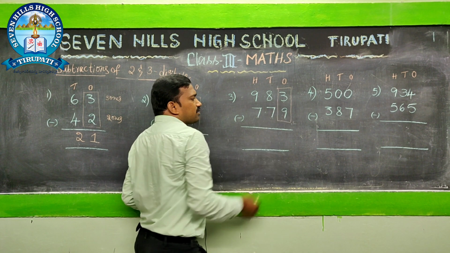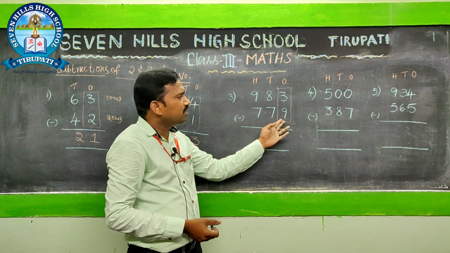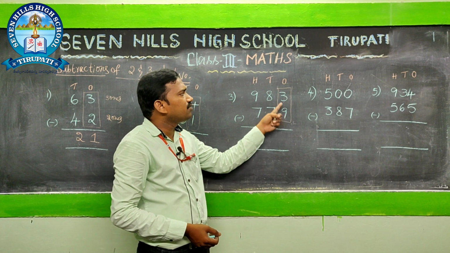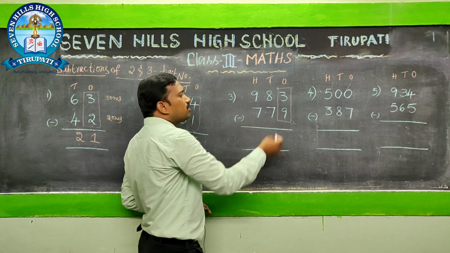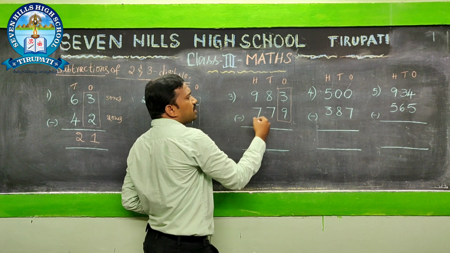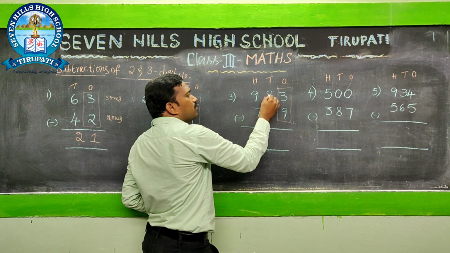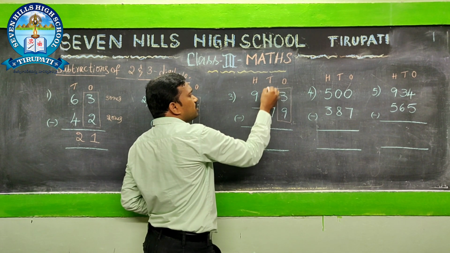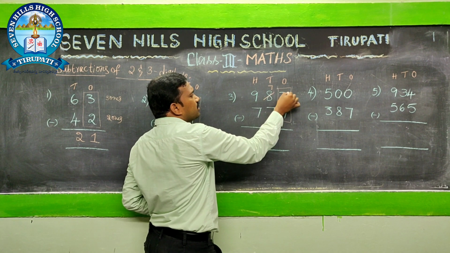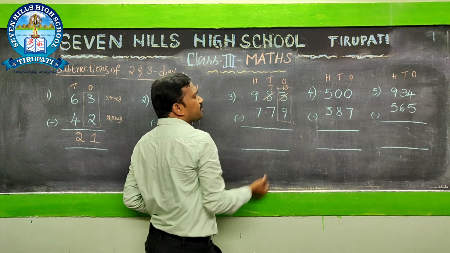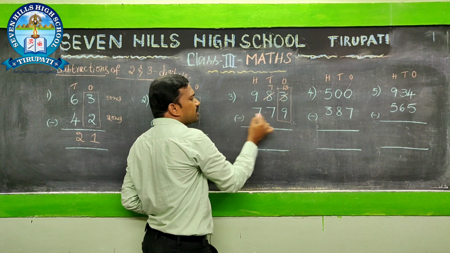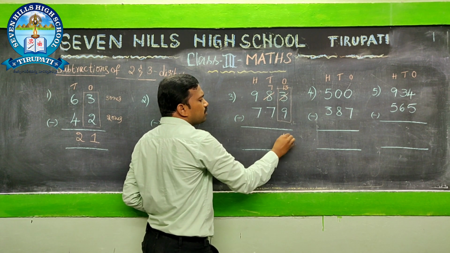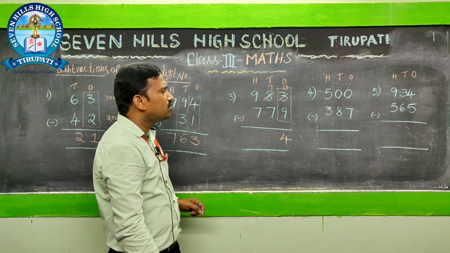3 minus 9. We cannot subtract 9 from 3, right? That's why we take borrowing. Borrowing means we give 1 ten to the ones place. So this is now 7 and this is 13. Now 13 minus 9. 13 minus 9 is equal to 4.